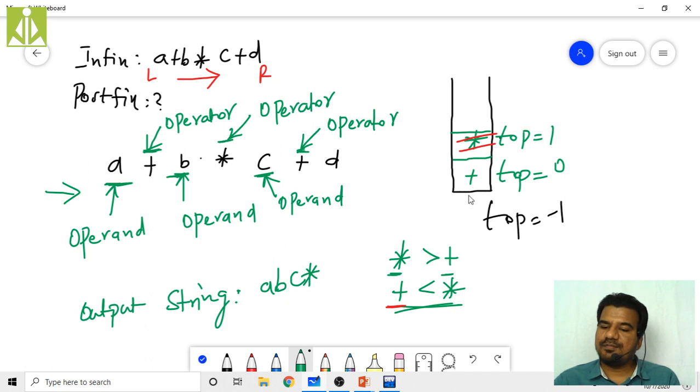Then we have plus. Again we have to compare this scanned character plus and this top plus, because when you are popping this one, ultimately the top will come over here. So again we have to compare. Before pushing, we have to compare this plus with this plus. The scanned plus operator and the plus operator existing at the top of the stack again have equal precedence.